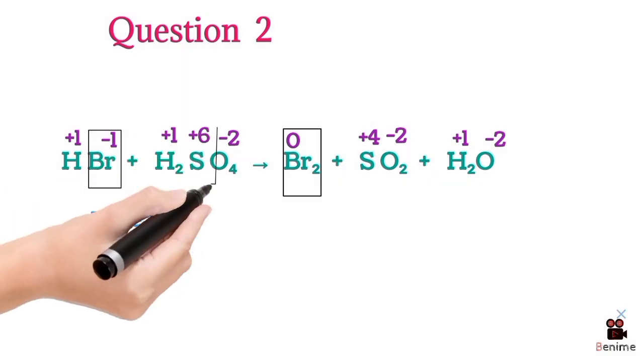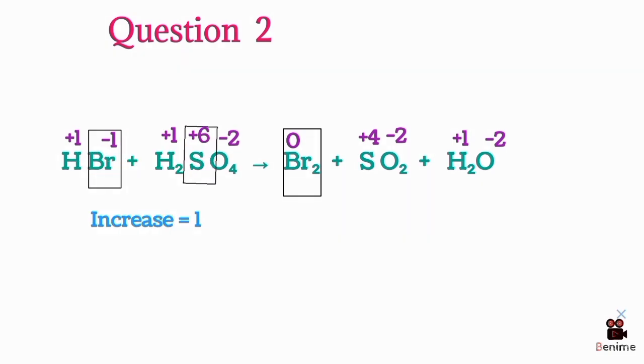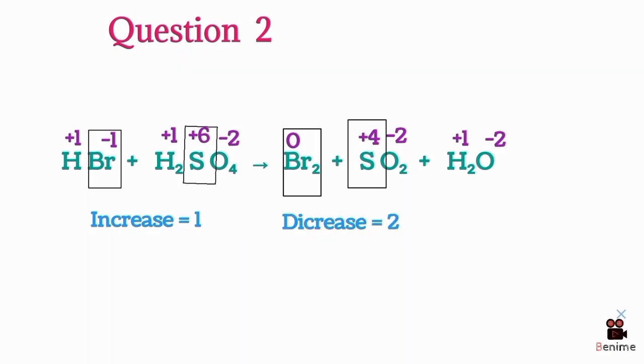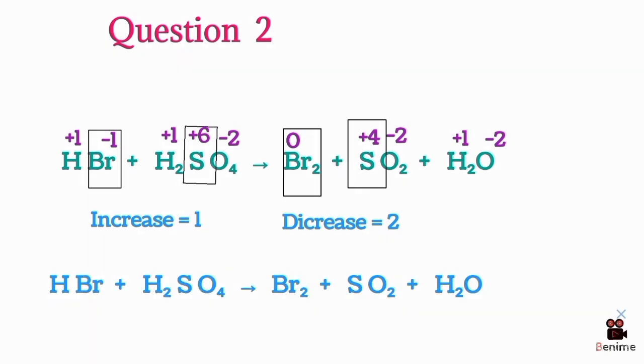Now look at sulfur. In sulfuric acid, the oxidation number of sulfur is +6. In sulfur dioxide, the oxidation number becomes +4, so sulfur changes from +6 to +4. The decrease is 2, therefore sulfur is reduced. Step 2. Use the main trick. Increase must equal decrease. Bromine change is 1, sulfur change is 2, so we need 2 bromines. To balance the oxidation number changes, directly place 2 before HBr. Now oxidation and reduction both become equal. This is a very easy exam trick.